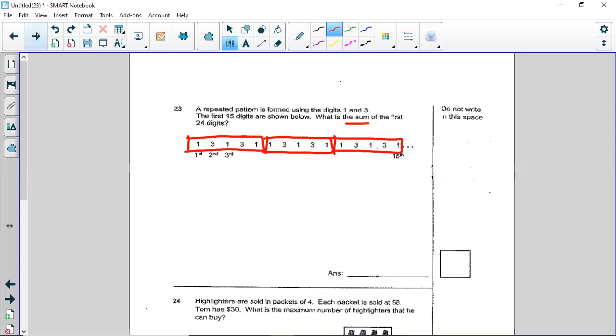So what is the sum of the first 24 digits, which is how many groups inside? You take 24 digits and divide by 5 to get how many groups? And you will get 4 groups, and there is a remainder. So what's the remainder? The remainder is 4. What is remainder 4? It means that you have 4 digits over here that cannot form another group. Okay, the remainder 4 digits means cannot form another group. So what are they? They are your 1313.